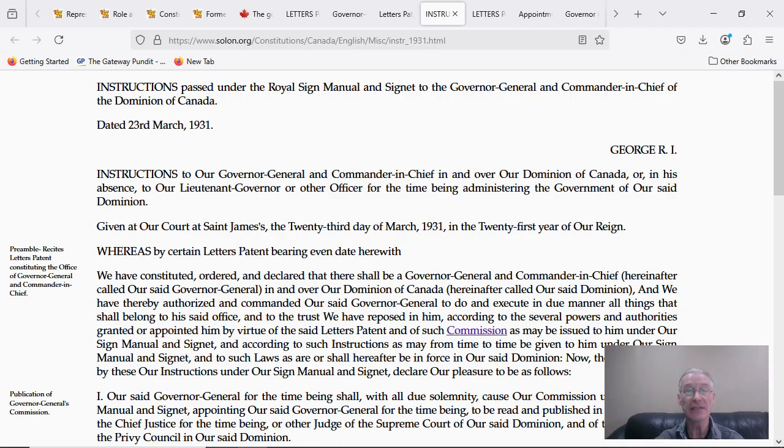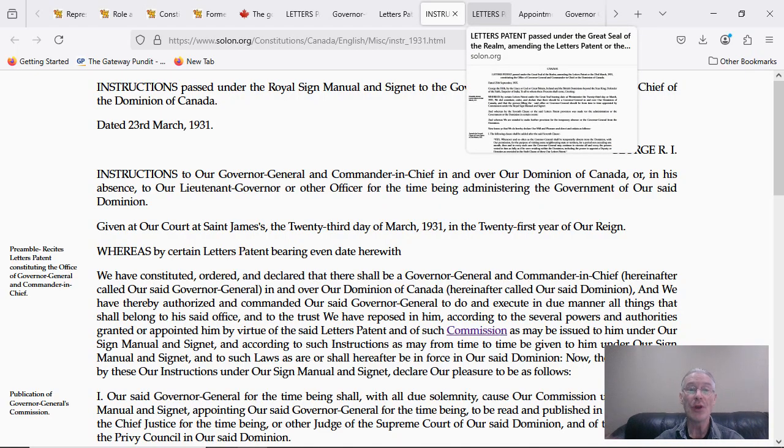So all of this is before December 11th, 1931, when the Statute of Westminster was passed. I don't know if they issued these letters patent anticipating what was going to happen with the Statute of Westminster. I have no idea, but these were before.